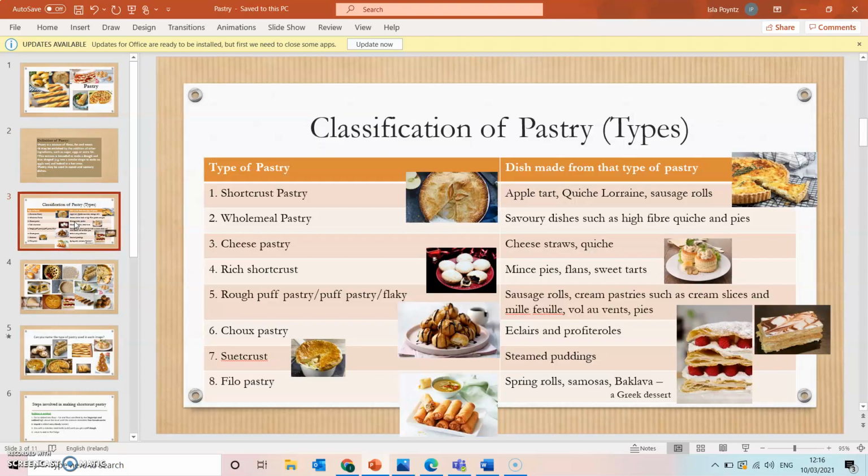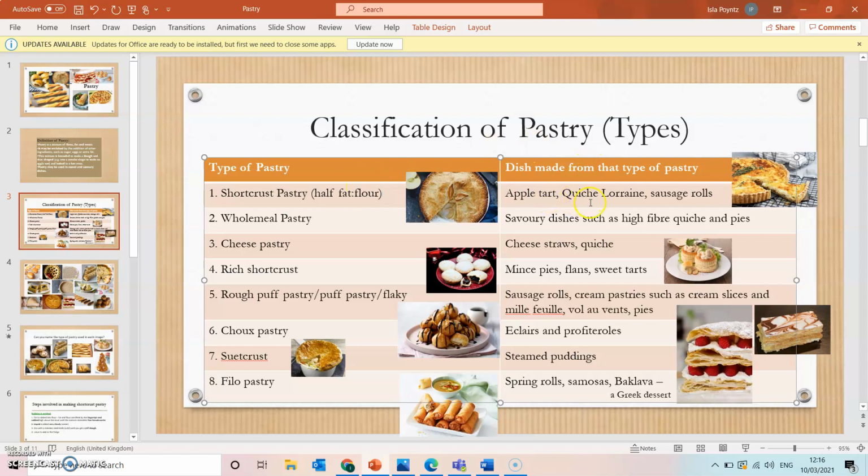So let's look at the classification here. So short crust pastry is your regular pastry, okay? And I'm just going to write in there, half the fat to flour. Half fat to flour. Okay, so that's your recipe rule, half the amount of fat to flour.